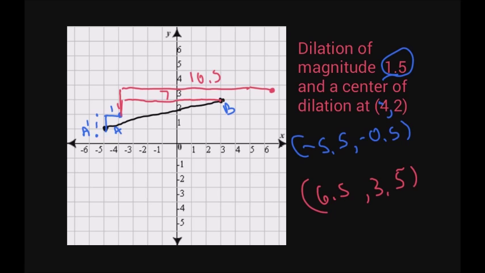So my dilation line looks something like this. And the coordinates would be negative 5.5, 1/2. Oops, I put a negative there. I didn't mean to put a negative there. Negative 5.5, half, and then 6.5, 3.5.